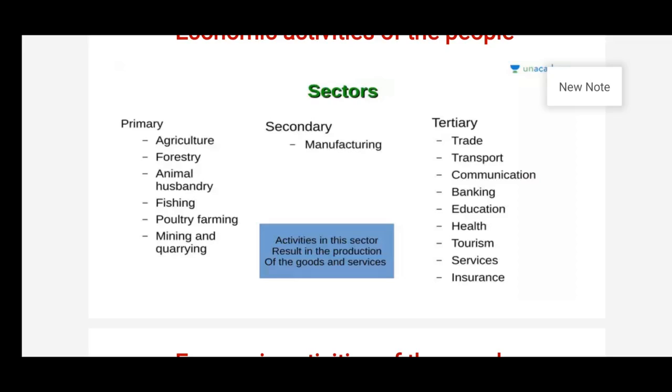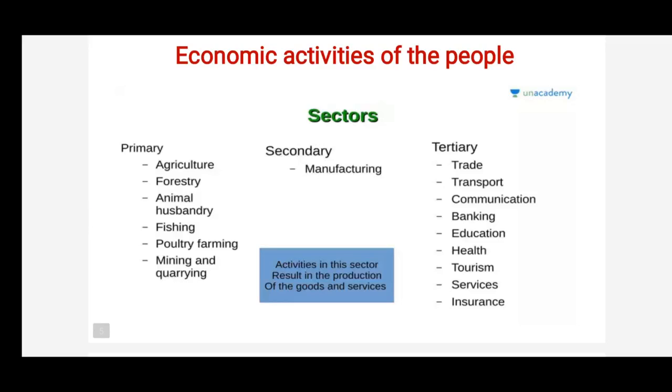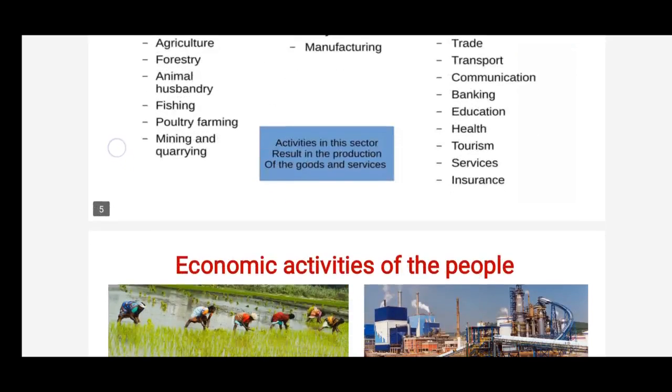Then the next one, tertiary activities. It means the produced goods can be traded and transported. So it needs some communication, it needs some banking, it means they need some capital to produce, no? And education also, health, tourism, services, insurance. So all these activities come under the tertiary sector. So we can also say these activities are economic sectors. Okay. Let's see the next one.